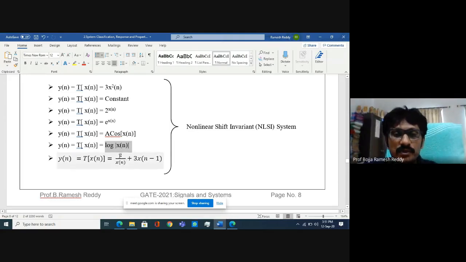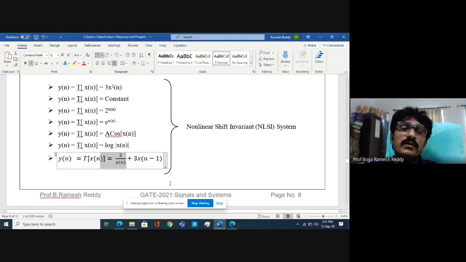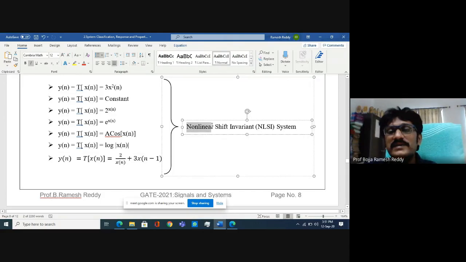non-linear systems. Next, 2 by x of n. 2 by (a plus b) is not equal to 2 by a plus 2 by b. That's why it is also a non-linear system. Here our concentration in this set is checking linearity. Based on this, we can say whether the system is linear or non-linear.